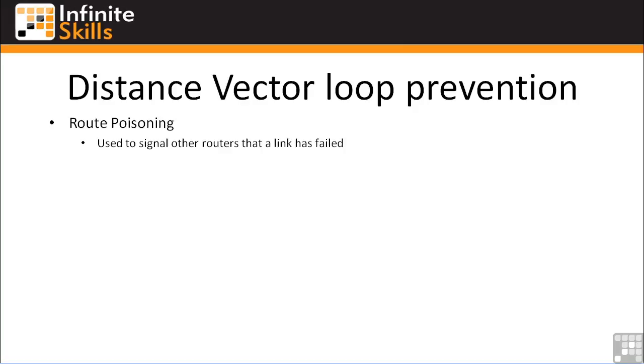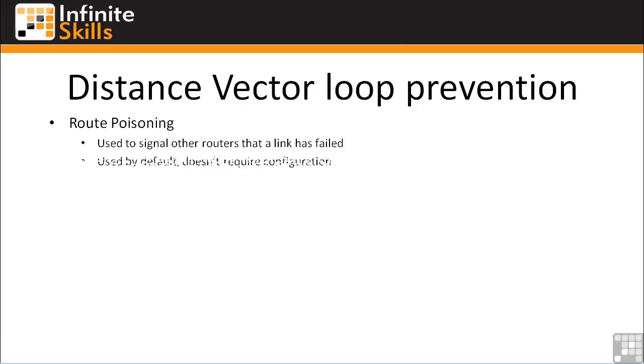And with route poisoning, you can signal other routers that a link has failed. Now, every routing protocol does this, obviously. It wouldn't be much of a routing protocol if it couldn't signal its neighbors that, hey, this route's down, don't send the traffic my way. However, distance vector routing protocols do route poisoning a little differently.